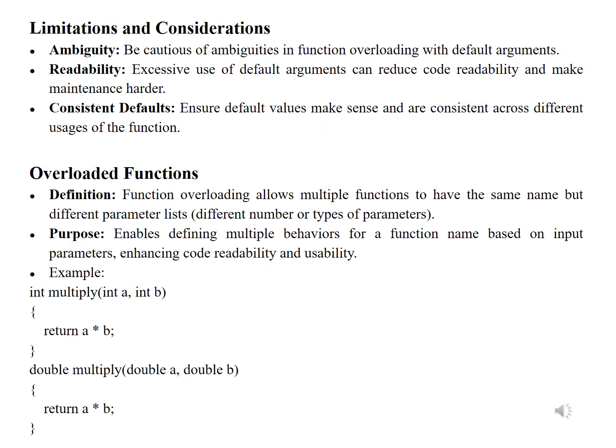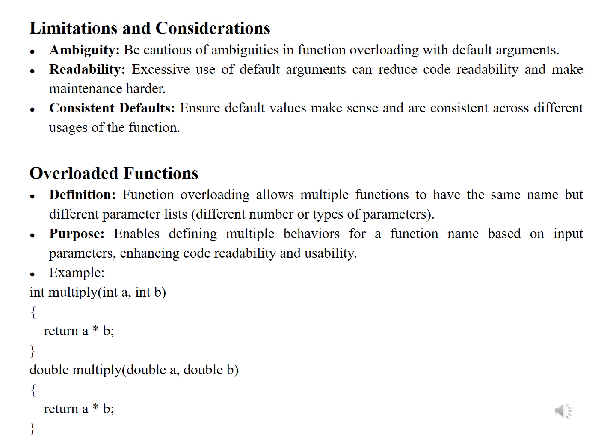Limitations and considerations. Ambiguity. Be cautious of the ambiguity in function overloading with default arguments. Readability. Excessive use of default arguments can reduce the code reusability and make maintenance harder. Consistency. Ensure the default values make sense and are consistent across different usage of the functions.